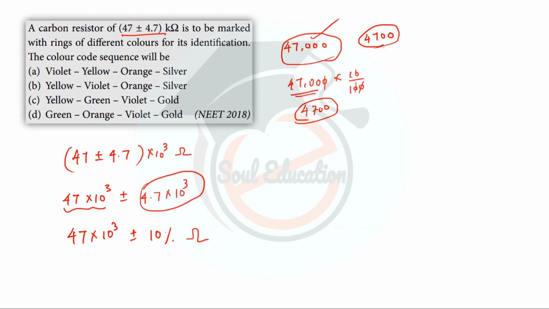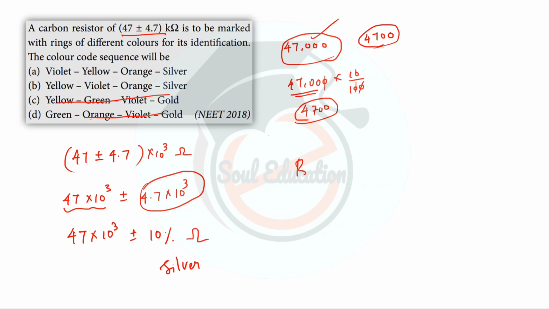Right. So now we can easily get the color code. 10% is finally gold... sorry, this is silver. Okay, silver, that is my tolerance value. So whichever option has silver, keep only that, and the other two options get eliminated. Next, 10 to the power of 3, that is my multiplier.